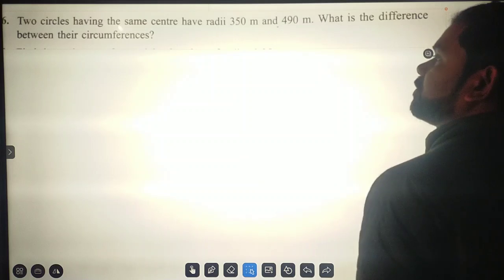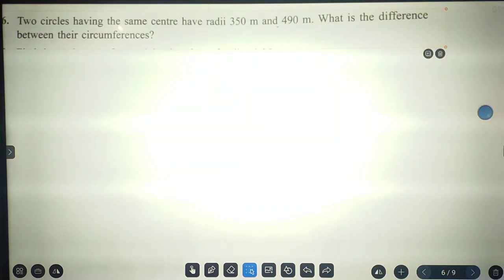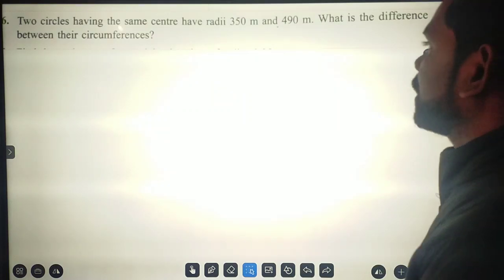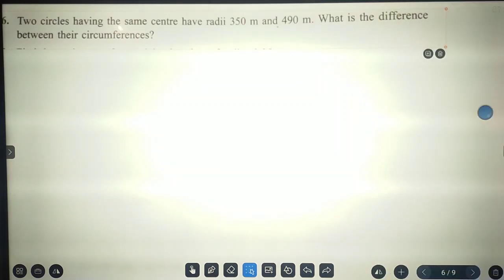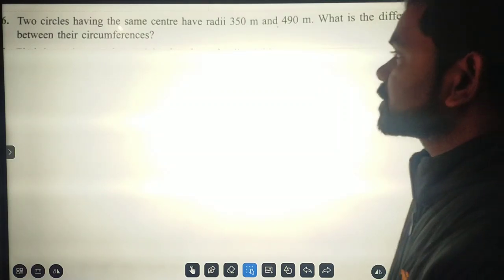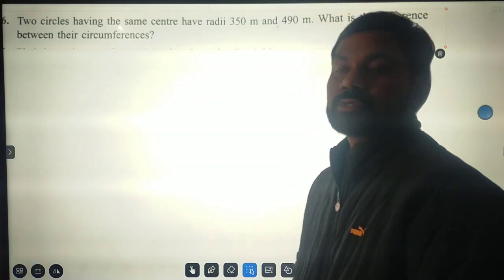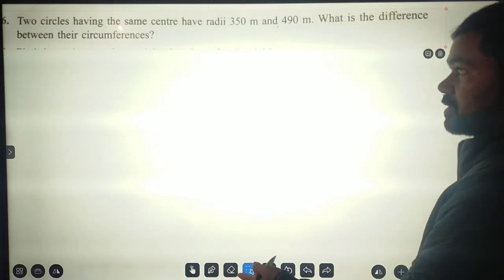The next question is given here. Two circles having the same center have radii 350 meter and 490 meter. What is the difference between their circumference? So I hope the question is clear.